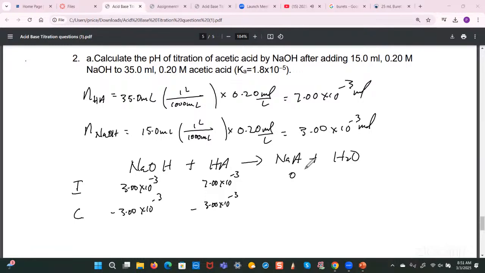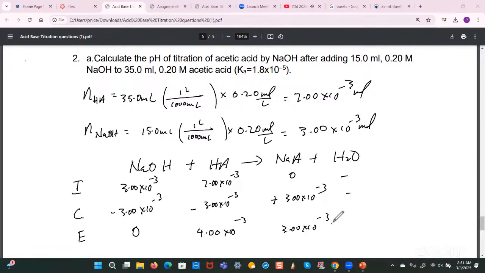Right? And the change for the sodium acetate would be plus 3.00 times 10 to the minus 3. So what do we end up with here? In the end, you're going to have no sodium hydroxide. You're going to have 4.00 times 10 to the minus 3 here, and here you're going to have 3.00 times 10 to the minus 3.